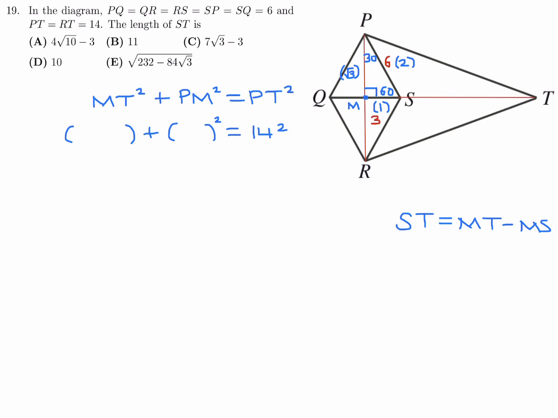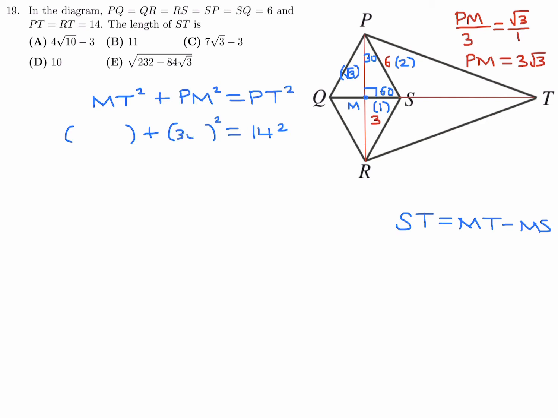And then PM, in a very similar way, you can figure out PM over MS, which is 3, is equivalent to root 3 over 1, right? So cross multiplying, you get PM is equal to 3 root 3. So now we have everything we need to solve.